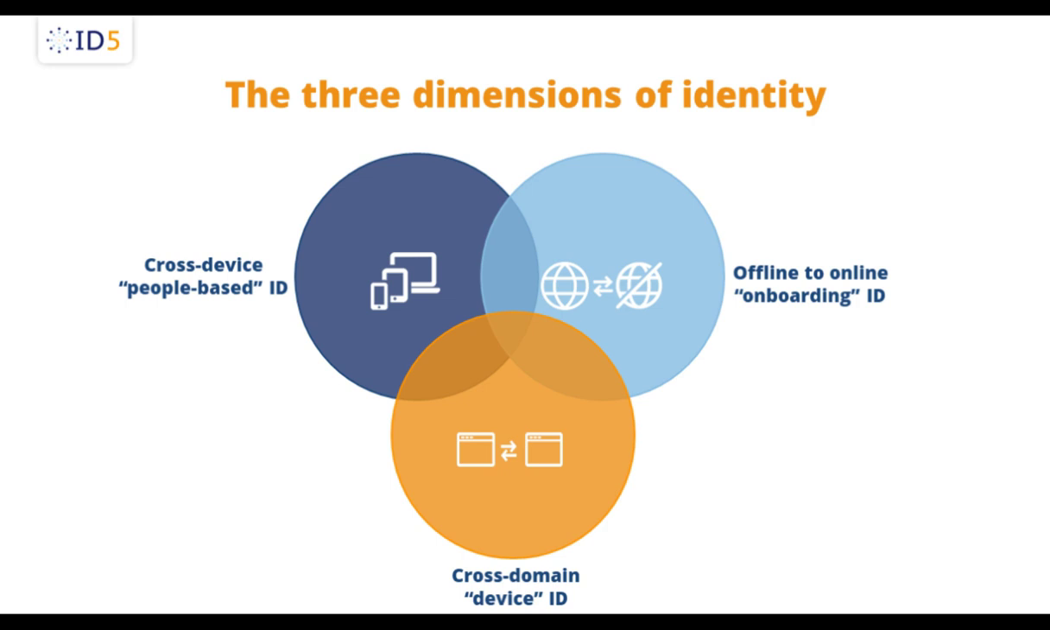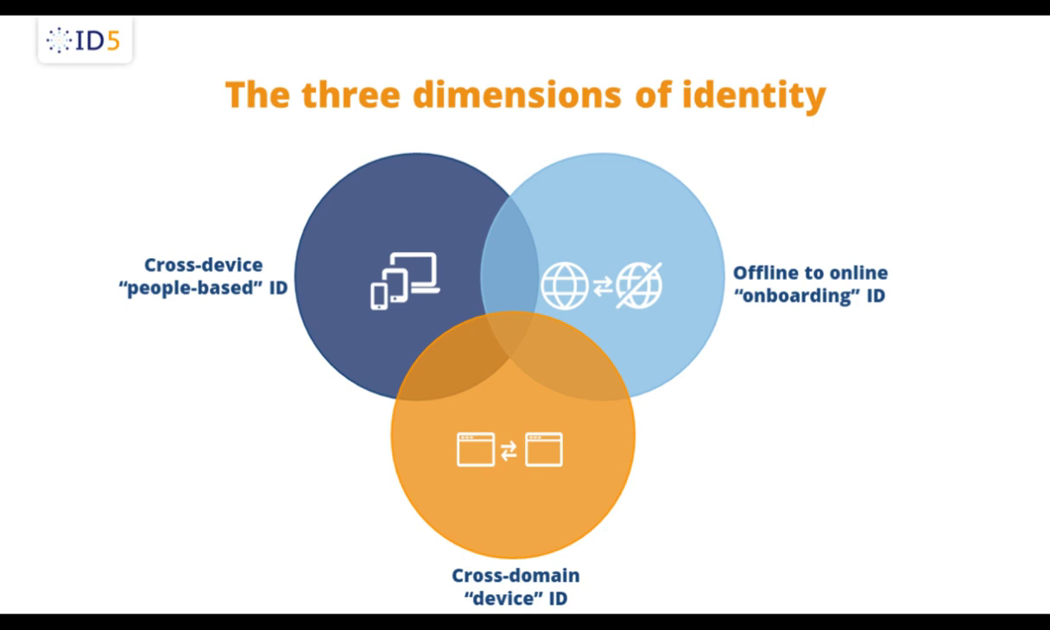It's what we call onboarding. It's really the connectivity between online and offline, another very important element or dimension of identity. But both those dimensions rely on a much more commoditized one, which is the ability to have an ID on the device. This is what supports cross-device. This is what supports onboarding.